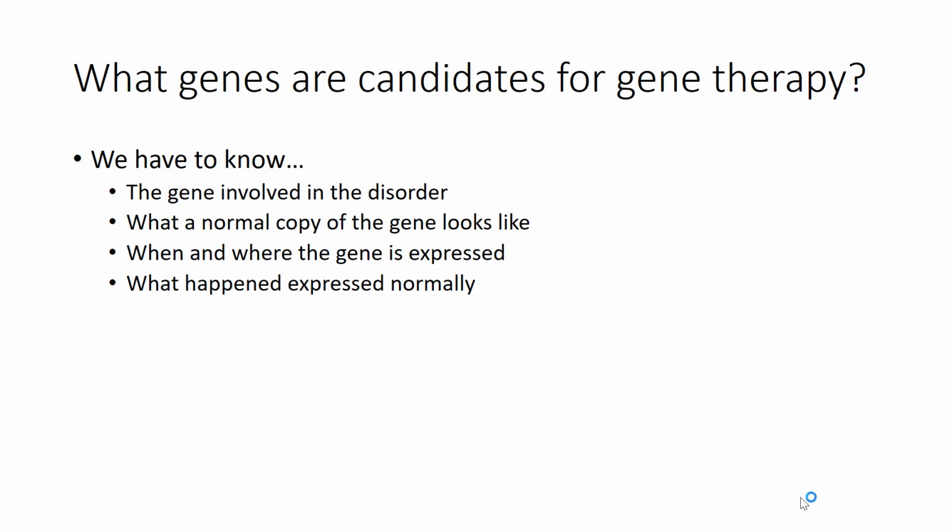And then finally, we need to know what happens when the gene is expressed normally. What does the cell look like? What protein products are formed? How does the cell behave? How does the cell work mechanically when the gene is expressed normally? And all of these show that cystic fibrosis is a great candidate for gene therapy. And we've talked about this before with genetic screening for cystic fibrosis and some other mechanisms.